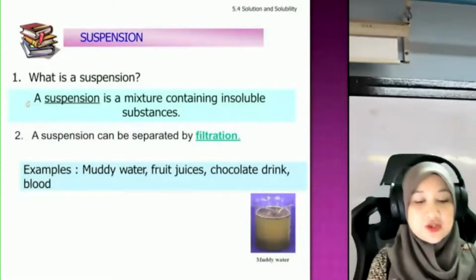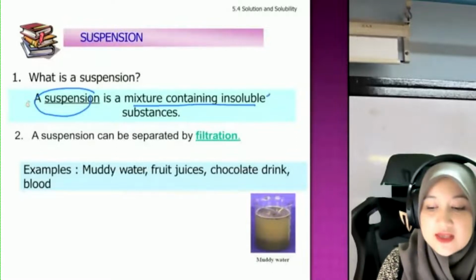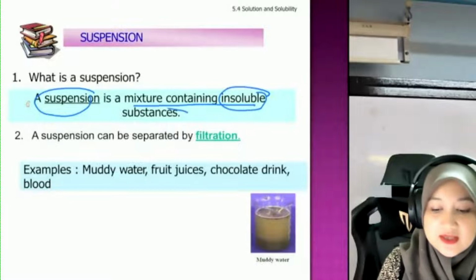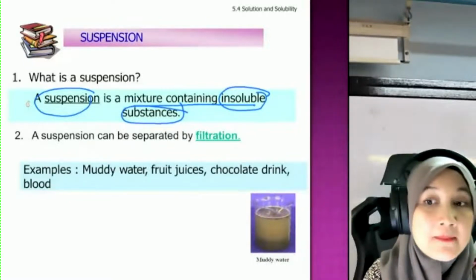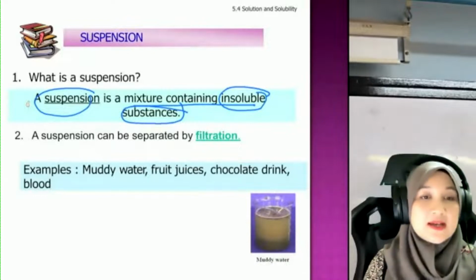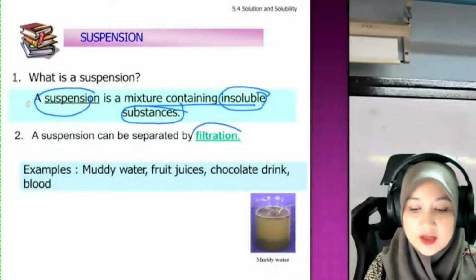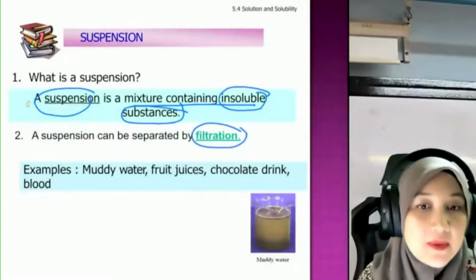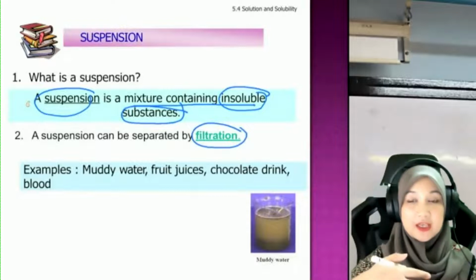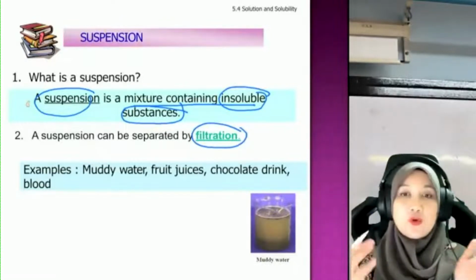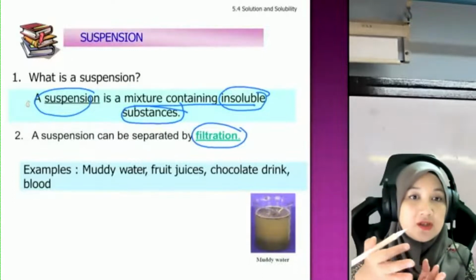What is suspension? Suspension is a mixture containing insoluble substance, meaning that the suspension is cloudy. A suspension can be separated by filtration. For example, when you add tea leaves into hot water, the tea leaves are the suspension.